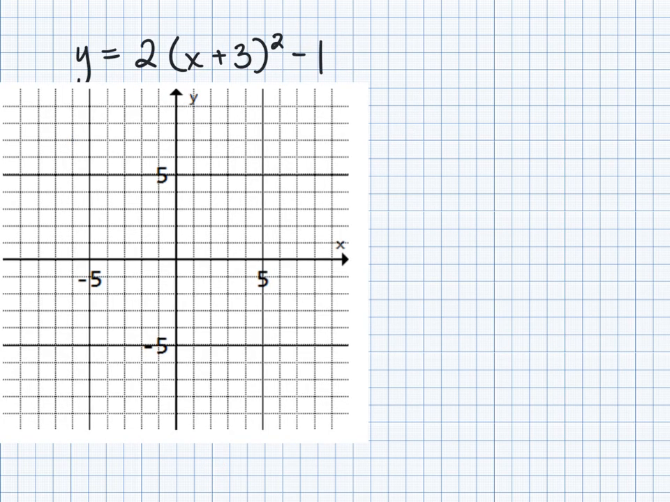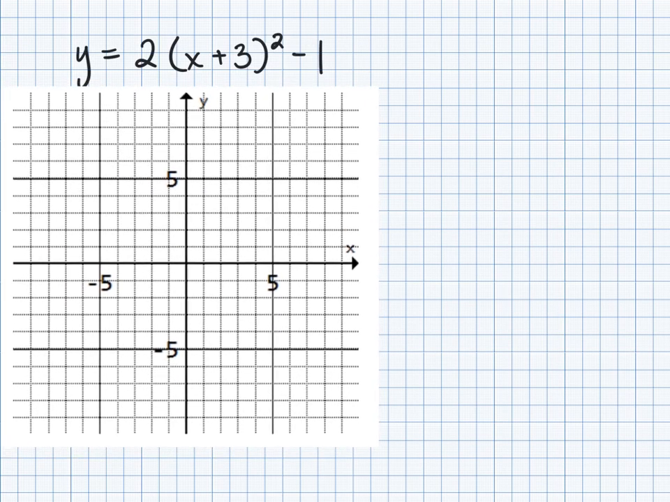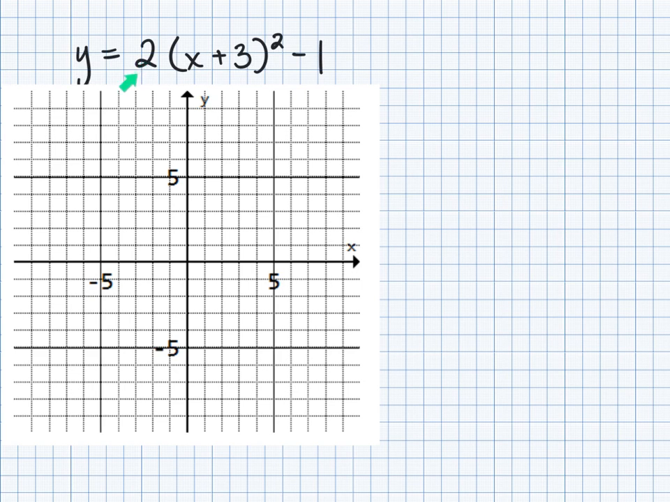Next up, I have a 2 out here for my a value, which I haven't done before. This is my parabola, which normally, if this is my origin, I would go out 1 and up 1 and out 1 and up 3, and that would be my pattern. But because of this 2 out front, I'm going to undo those. I'm going to go out 1 and up 2 in both directions, and then I'm going to go out 1 and up 6, because that growth pattern gets multiplied by 2 every single time.